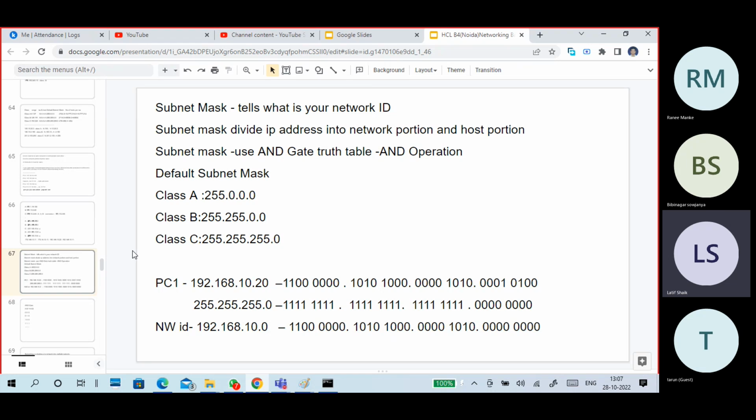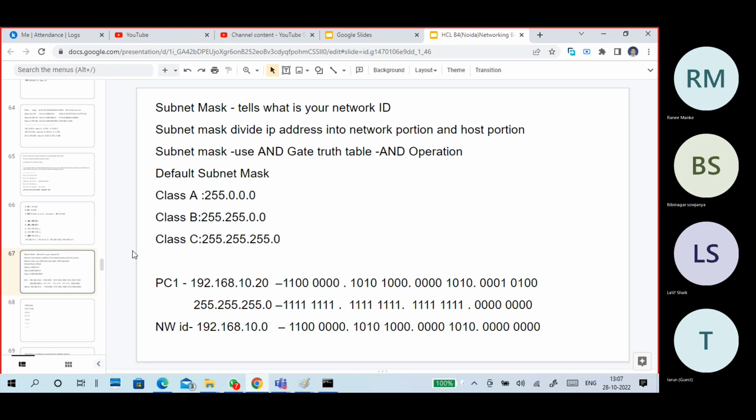So both network IDs are the same. Both systems' network ID is the same, meaning both are in the same logical network. Both will communicate with each other directly. When you are communicating to a PC, make sure that both network IDs are the same. Both network portions are the same.